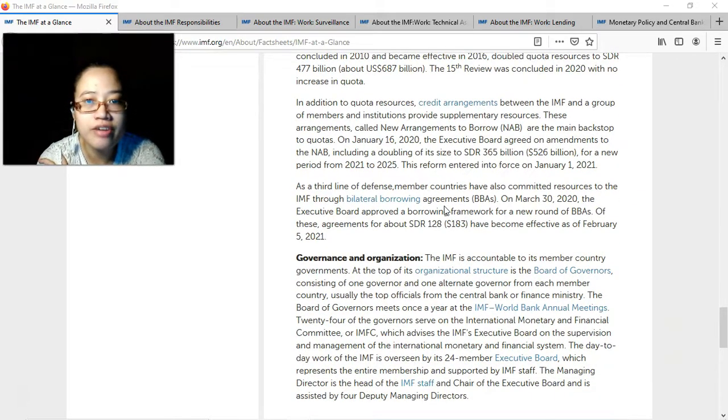As a third line of defense, member countries have also committed resources to the IMF through bilateral borrowing agreements. On March 30, 2020, the Executive Board approved a borrowing framework for a new round of BBAs. Of these, agreements for about $183 billion have become effective as of February 5, 2021.